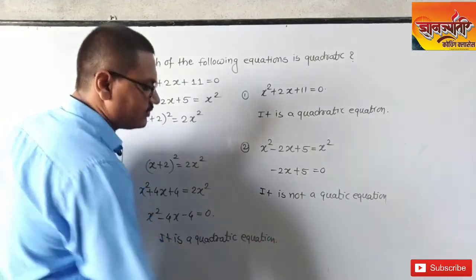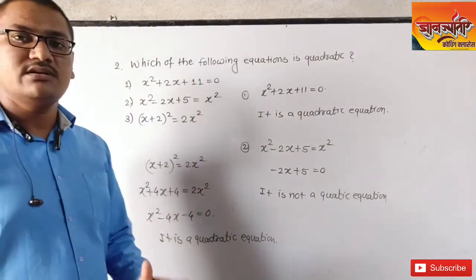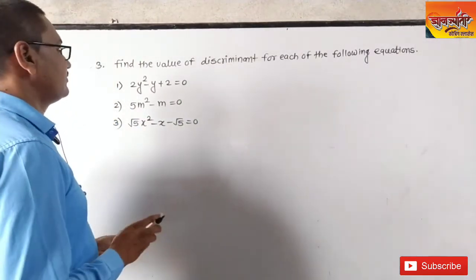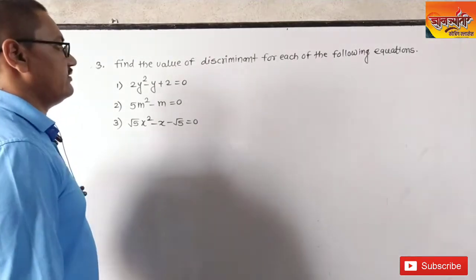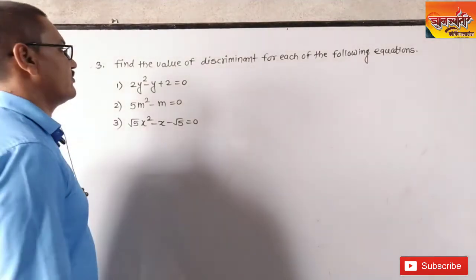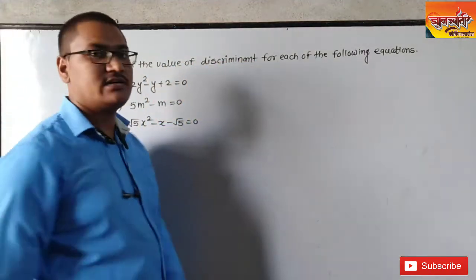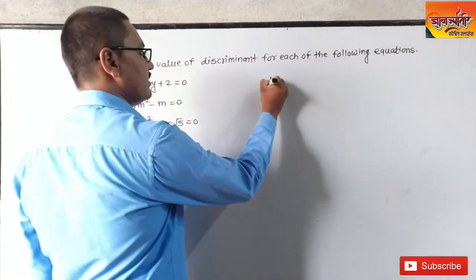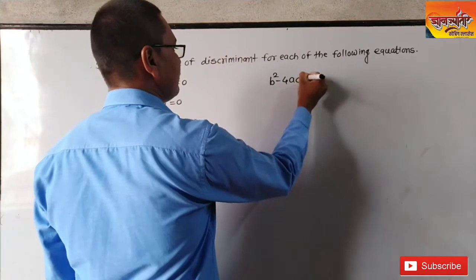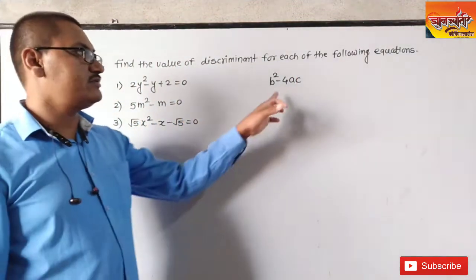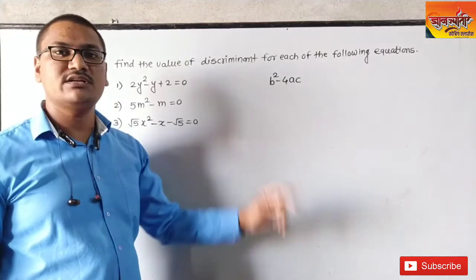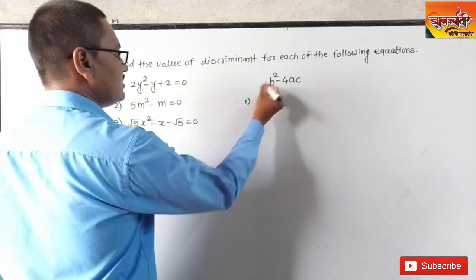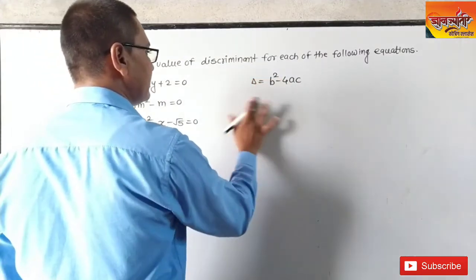You can solve some problems based on the quadratic equation. Take the next problem, number 3. Find the value of the discriminant for each of the following equations. How to find the value of the discriminant? For a quadratic equation, the value of the discriminant is b² - 4ac. By using this formula, b² - 4ac, we determine the value of the discriminant. It is represented by delta. Delta is equal to b² - 4ac.